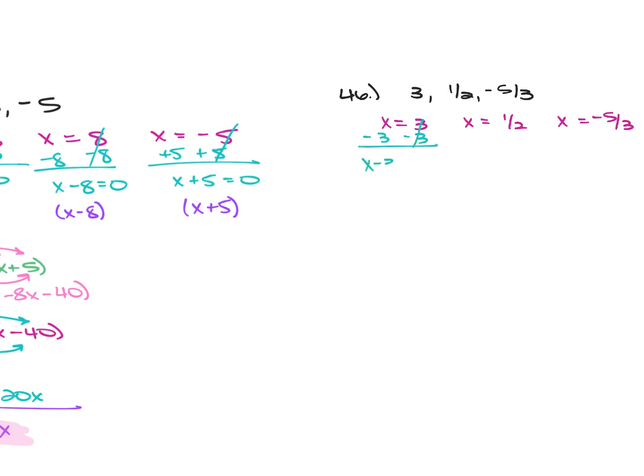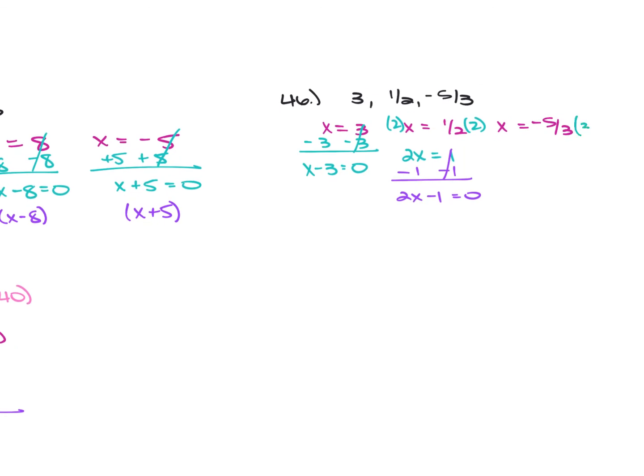You have x minus 3 is equal to 0. For the x is equal to 1/2, multiply each side by the 2 to move that over first. That gives you 2x is equal to 1. Then subtract each side with the 1. So that way you have 2x minus 1 is equal to 0. For the x is equal to negative 5/3, multiply each side by the 3 first. That gives you 3x is equal to negative 5. Then move your 5 over and add it to both sides. So that way you have 3x plus 5 is equal to 0.